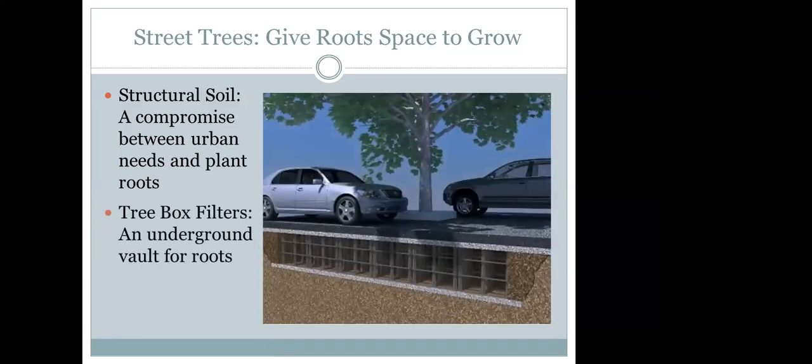A little more intensely, we have something called tree box filters, and it's basically an underground vault for roots. And it's got this lattice work of either metal or heavy plastic that, again, provides the urban need, which is load bearing, so traffic can drive across it. But it's got a lot of open void spaces, which allow the tree roots to pass through.